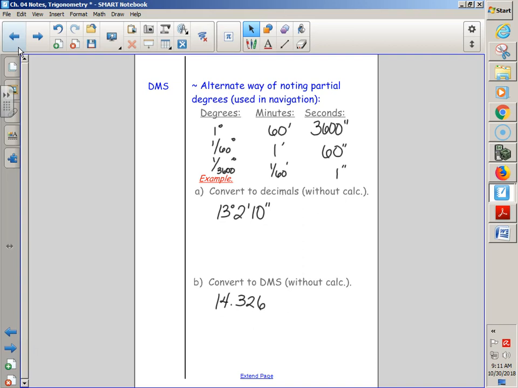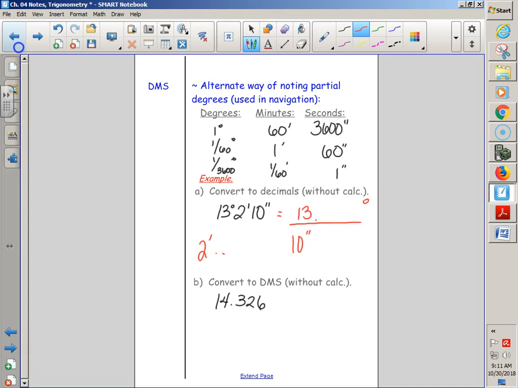So here's the dealio. Think dimensional analysis. If we want to convert to decimals, at the end of the day, we're trying to think of what this would be just with degrees. We would say, well, we already have 13 degrees, so that's not a big deal. I'm actually worried about the 2 minutes and the 10 seconds. So we need to convert the 2 minutes and convert the 10 seconds, building bridges.